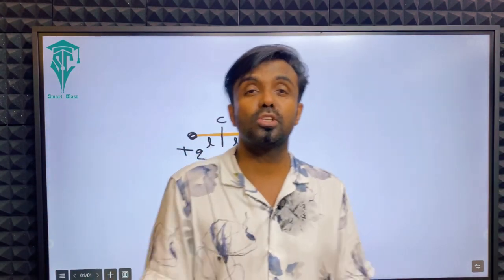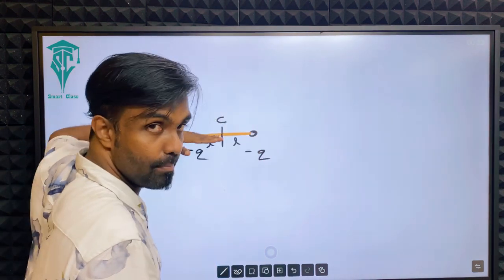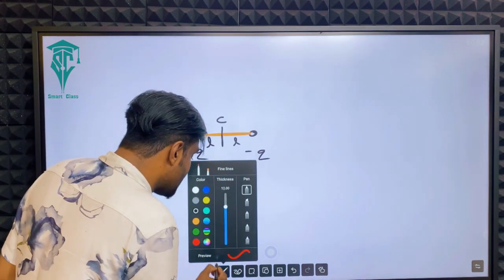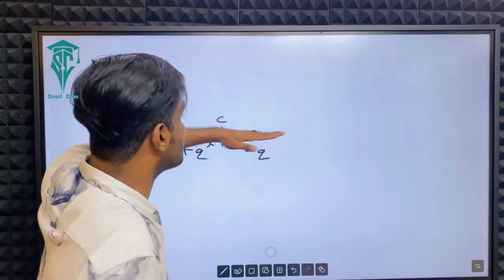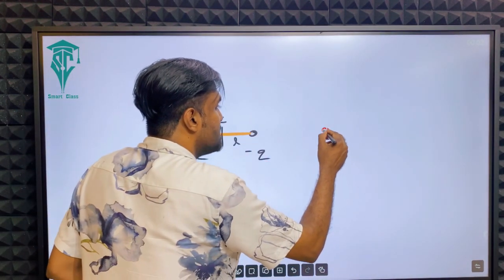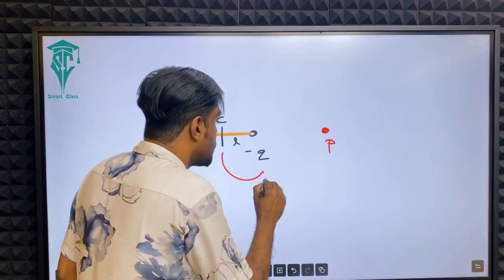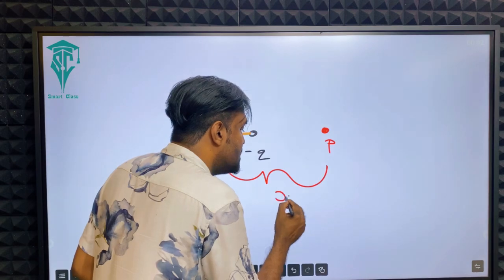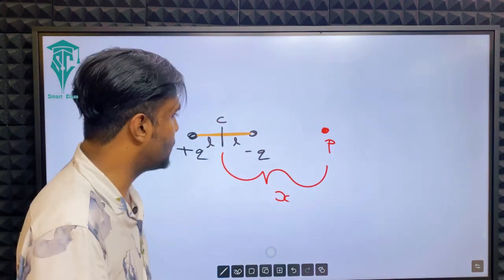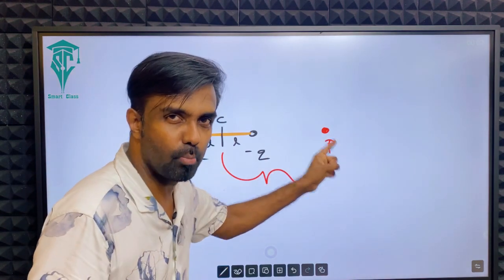What is our question? We have to find the electric field intensity when the point lies on the axial line. This is an electric dipole, so you have to consider a point on the axis of that dipole. This is the axis, so please consider a point named P, which is at a distance of x from the center of the electric dipole. Here we have to find the electric field intensity at this point.